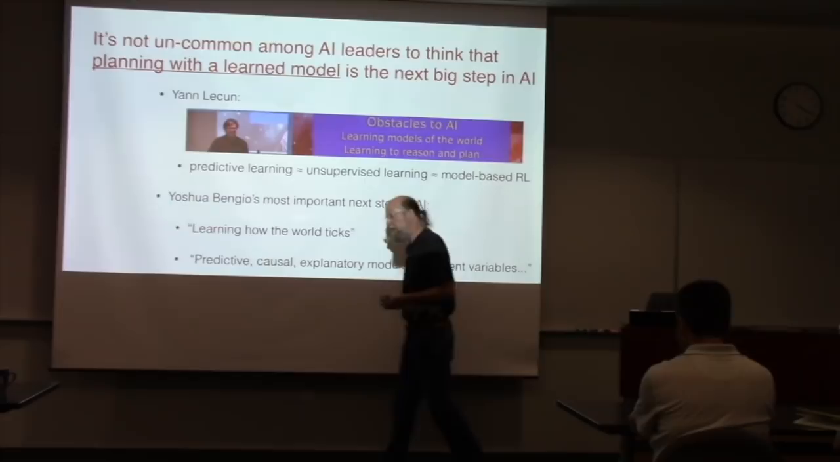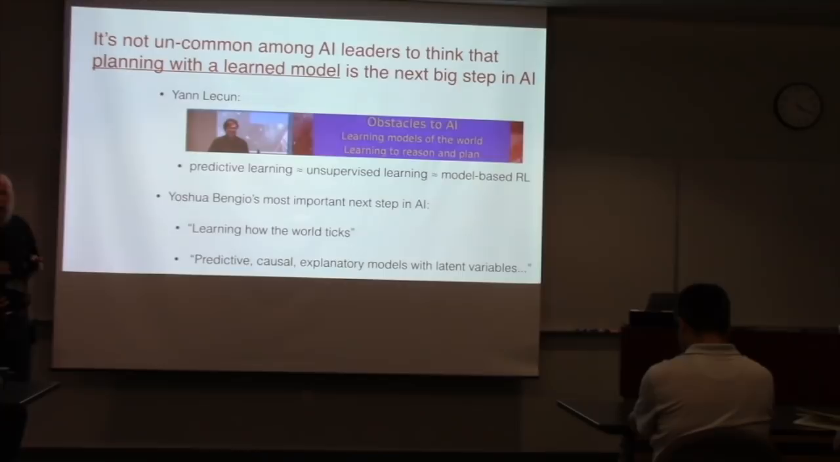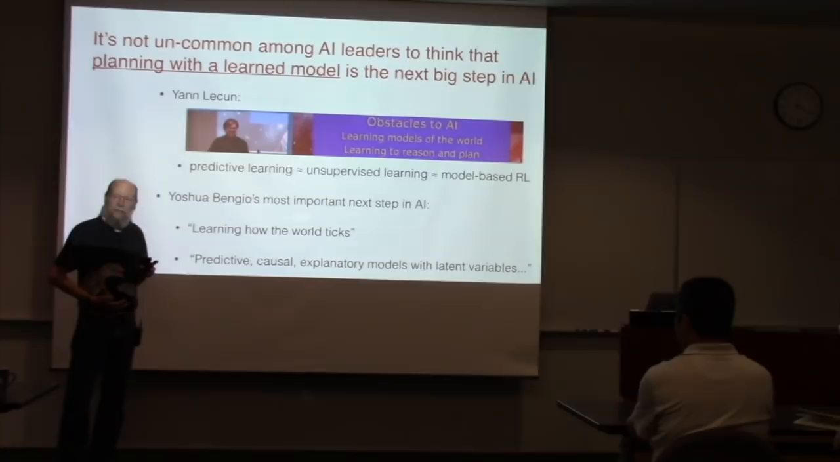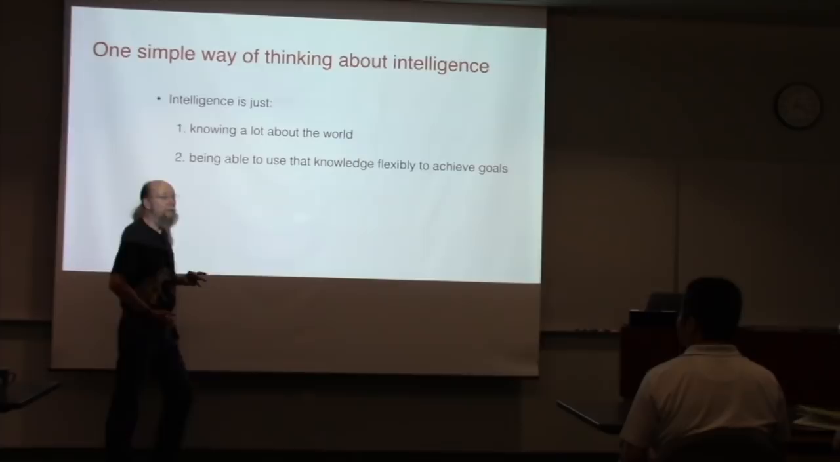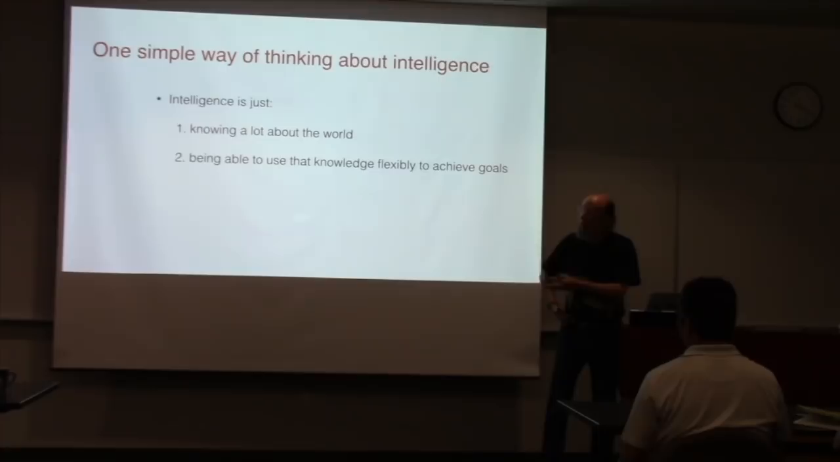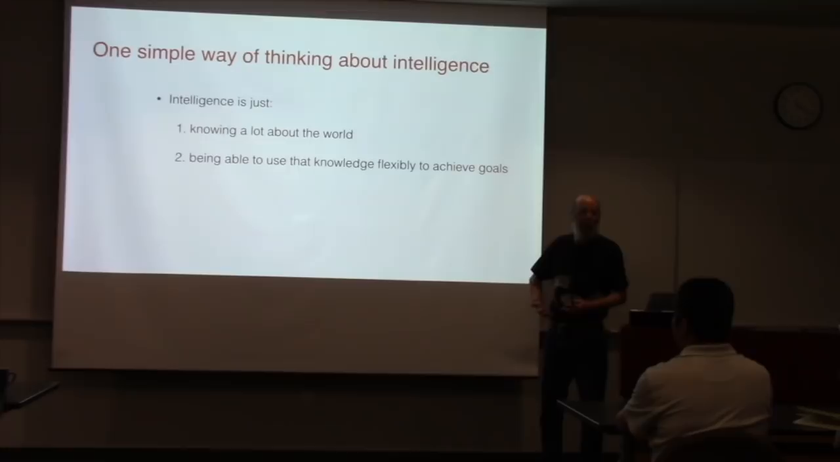What is the biggest problem remaining in AI? What is it that we don't know how to do that we need to know how to do? And I think it's this simple. The simplest way of thinking about intelligence is that intelligence is just knowing a lot and being able to use that knowledge flexibly to achieve your goals. That's what intelligence is. Of course, what exactly do those statements mean? We don't know how to do it. But really, it's not that much more than that. You have to know a lot about how the world works, and you have to be able to use that knowledge to achieve your goals in a flexible way.